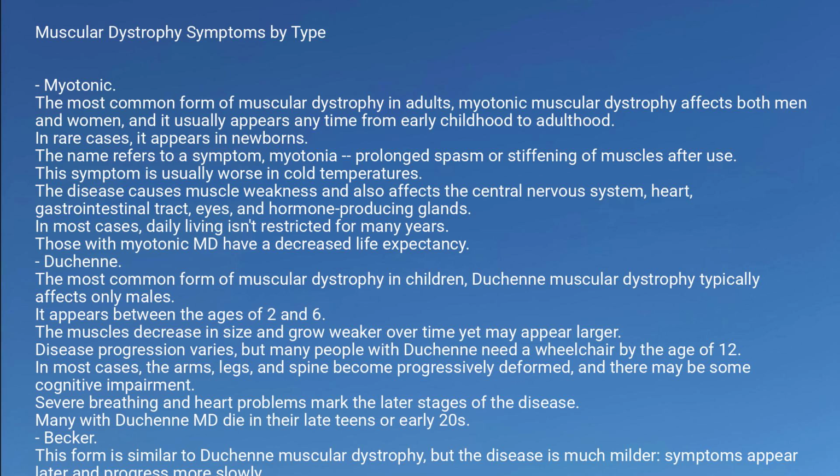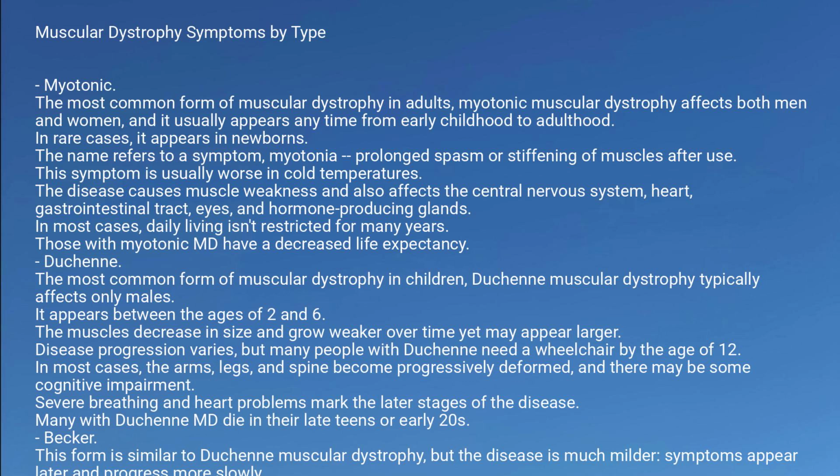In most cases, the arms, legs, and spine become progressively deformed, and there may be some cognitive impairment. Severe breathing and heart problems mark the later stages of the disease. Many with Duchenne MD die in their late teens or early 20s. Becker. This form is similar to Duchenne muscular dystrophy, but the disease is much milder. Symptoms appear later and progress more slowly.